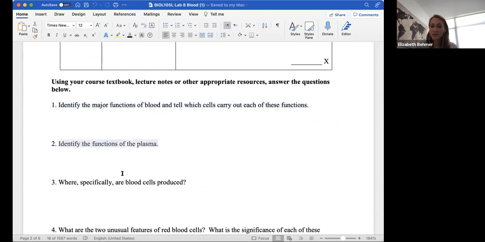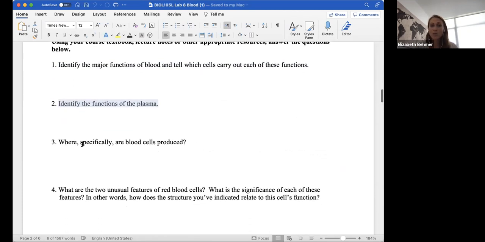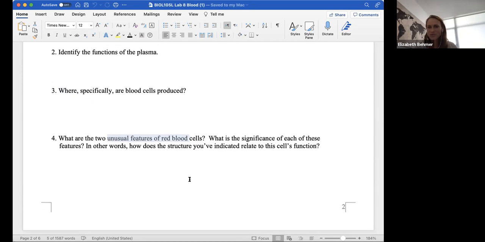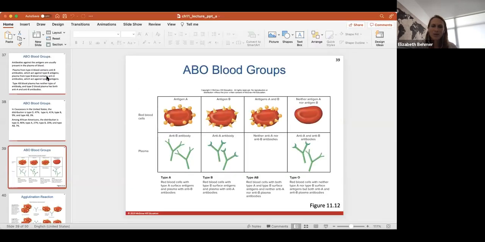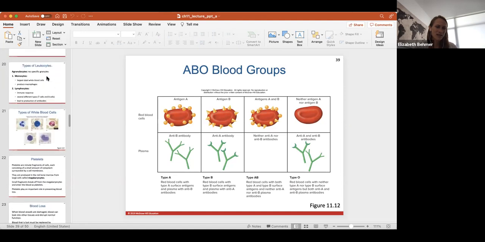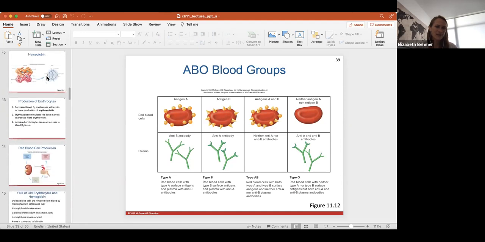Identify the functions of plasma. Where specifically are blood cells all produced? I'll give you half the answer. Your red blood cells are produced in the bone marrow of your bones. What are 2 unusual features of red blood cells, and what is significant about these features, and how does structure relate to function? And to answer that question, I'm just going to pull up a PowerPoint showing you a little bit what a red blood cell looks like. I used this in another class.